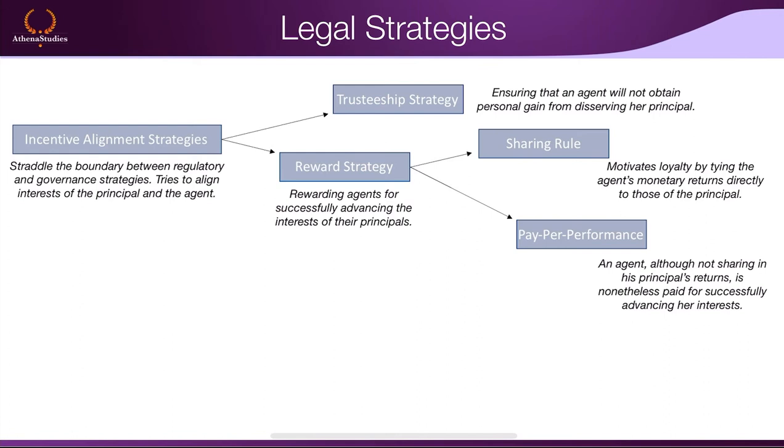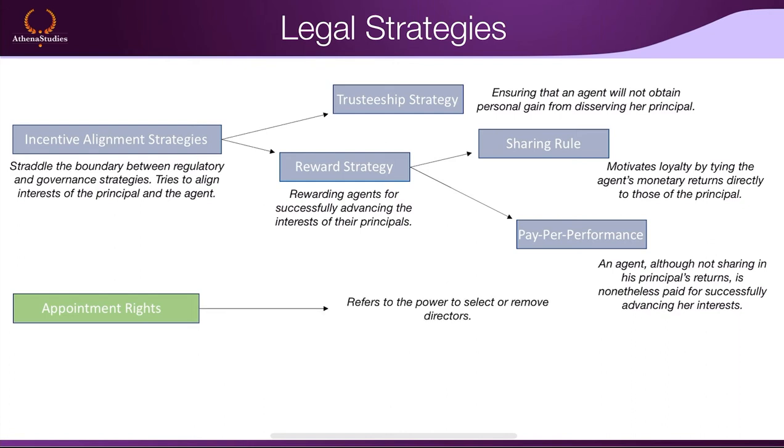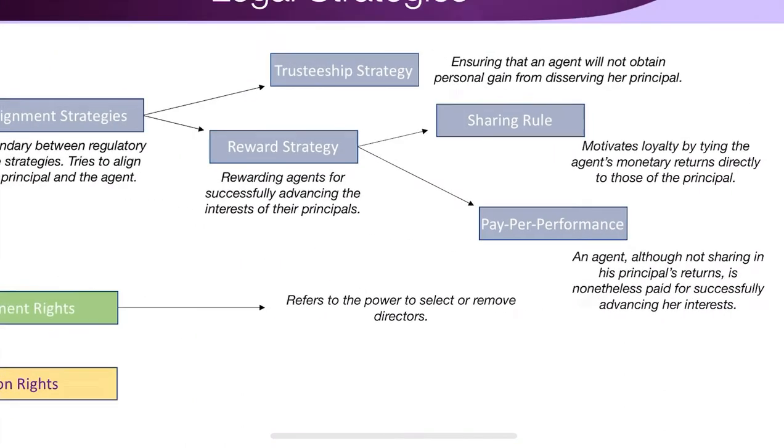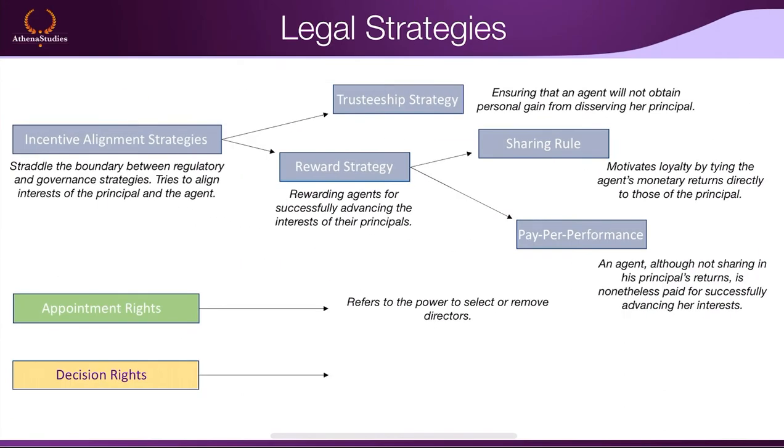Here, we can mention two different rights. The first one is appointment rights, and this refers to the power to select or remove directors. And the second one is decision rights. Decision rights grant principals the power to initiate or ratify management decisions. These two rights are granted to shareholders, of course, the owners of the company.